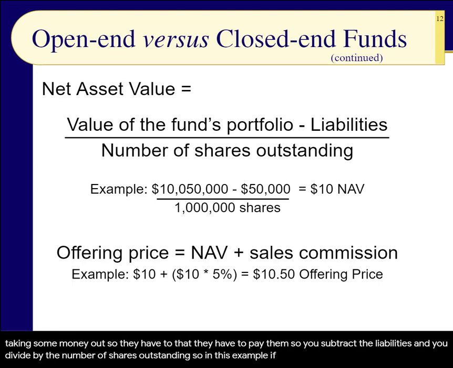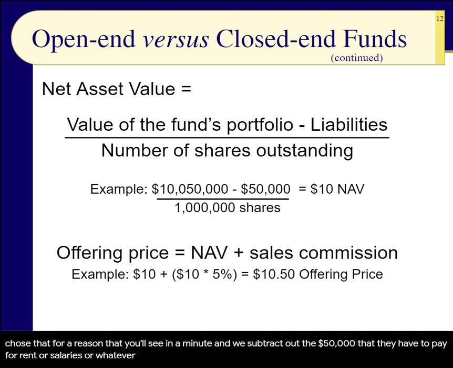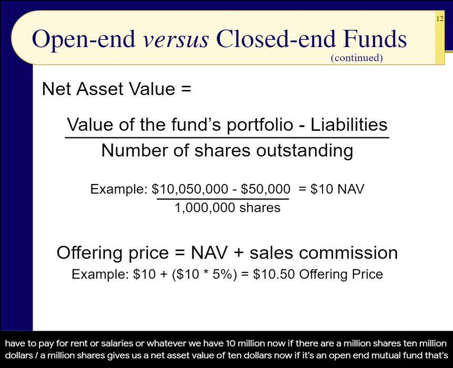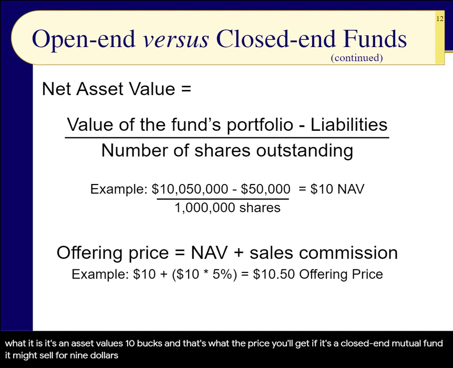So in this example, if the mutual fund's value of their portfolio was $10,050,000, and I chose that for a reason that you'll see in a minute, and we subtract out the $50,000 that they have to pay for rent or salaries or whatever, we have $10 million. Now, if there are a million shares, $10 million divided by a million shares gives us a net asset value of $10. Now, if it's an open-end mutual fund, that's what it is. The net asset value is 10 bucks, and that's the price you'll get. If it's a closed-end mutual fund, it might sell for $9.78 or $10.12. It's up to the marketplace.